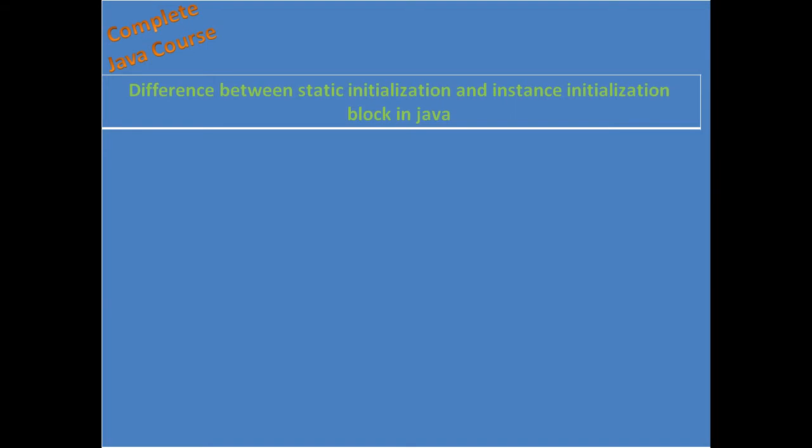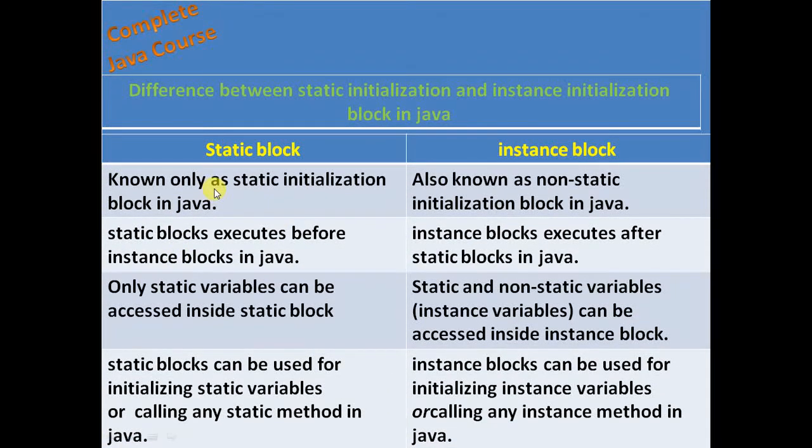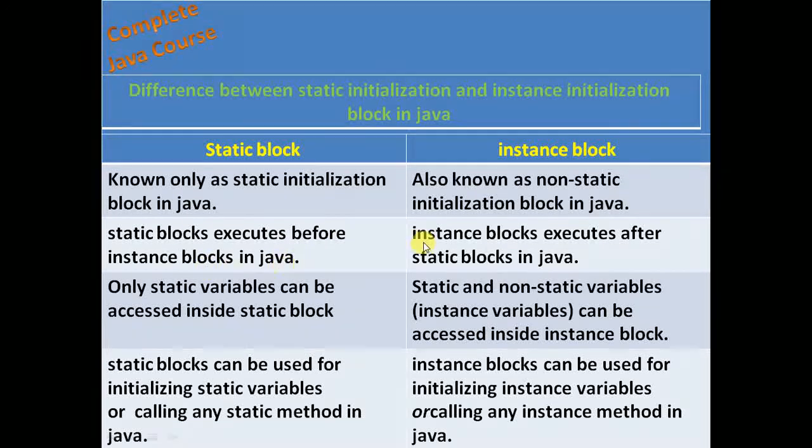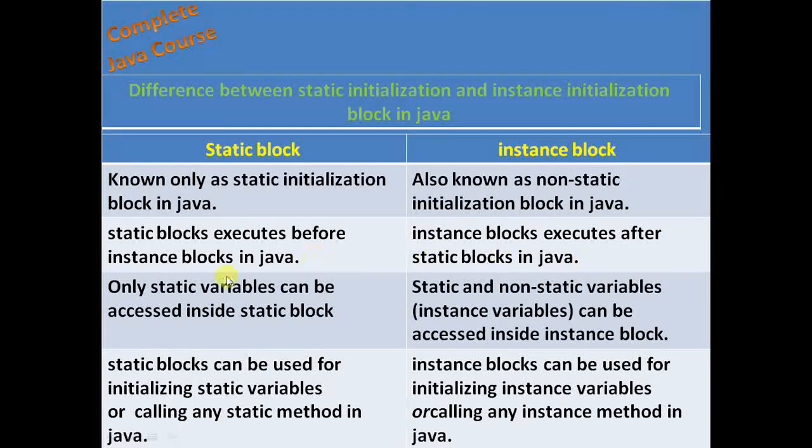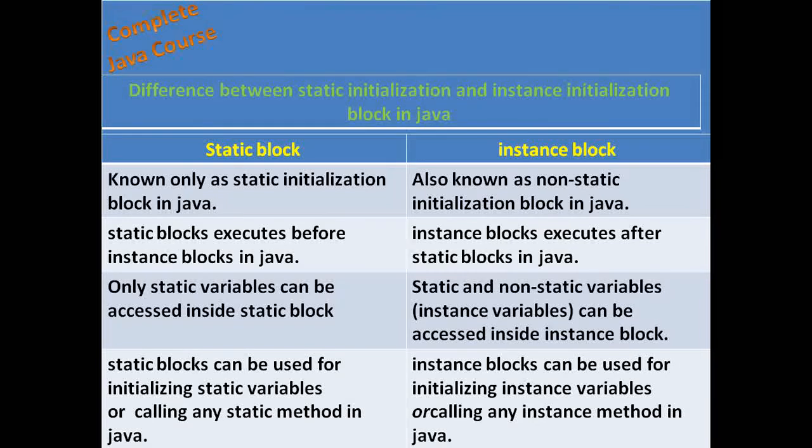Now, the difference between static initialization and instance initialization block in Java. Number one, the instance block, also known as the non-static initialization block in Java, both are the same. Static blocks execute before instance blocks in Java. Instance blocks execute after the static blocks. Only static variables can be accessed inside a static block. Static and non-static variables, instance variables, can be accessed inside the instance block. Static blocks can be used for initializing static variables or calling any static method in Java. Instance blocks can be used for initializing instance variables or calling any instance method in Java. So these are the differences between static block and instance block.